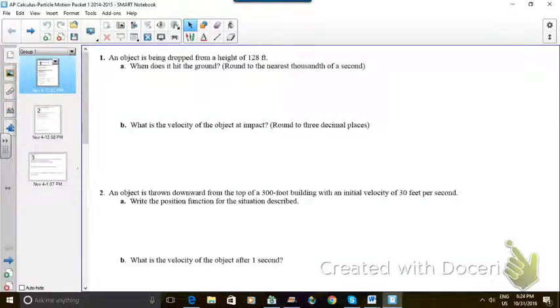Let's take a look at some problems from Packet 1 on particle motion. Question 1. An object is being dropped from a height of 128 feet. When does it hit the ground? Round to the nearest thousandth of a second.